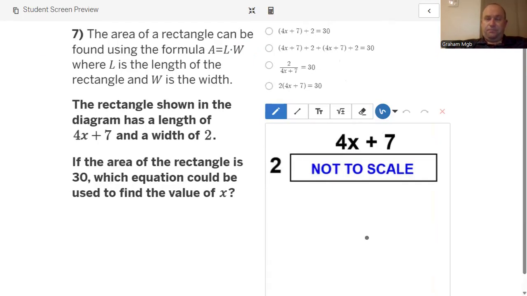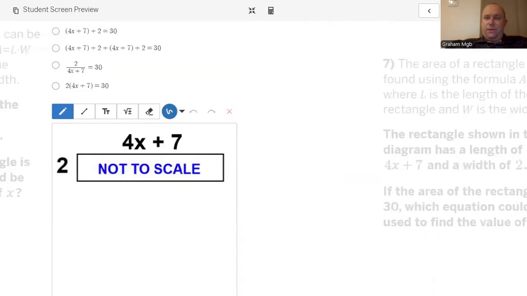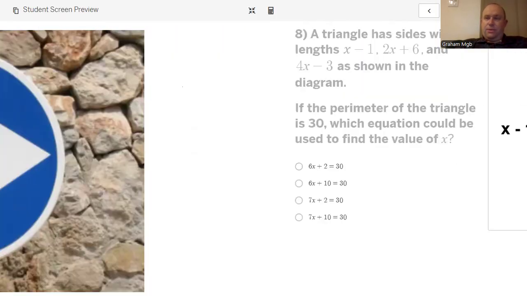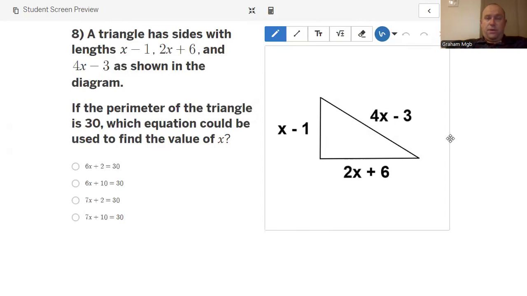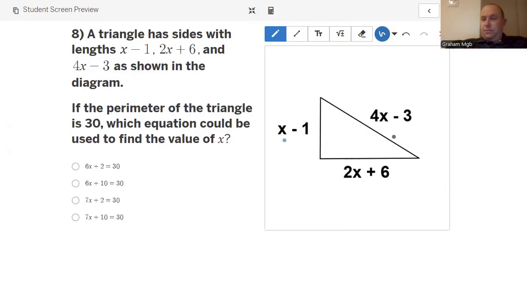working out your answer. Now, before we get to number 7, I'm actually going to move to question number 8, because question number 8 is the one that we're more familiar with. So we were looking at perimeter. Perimeter is when you add all the sides together on the shape. So we've got to add all these terms together.